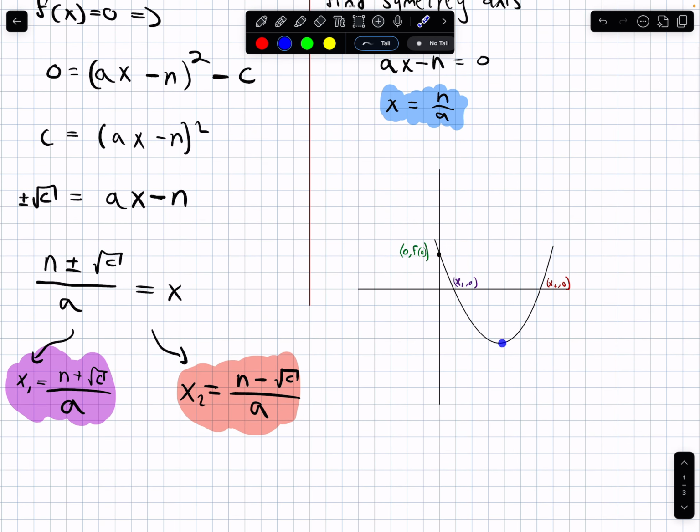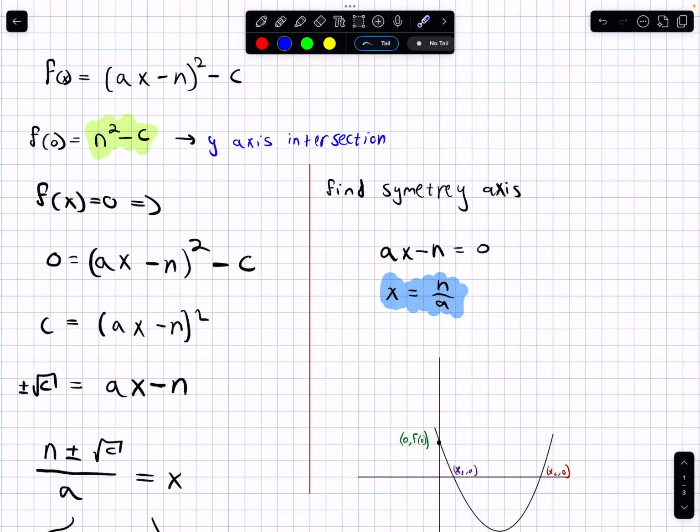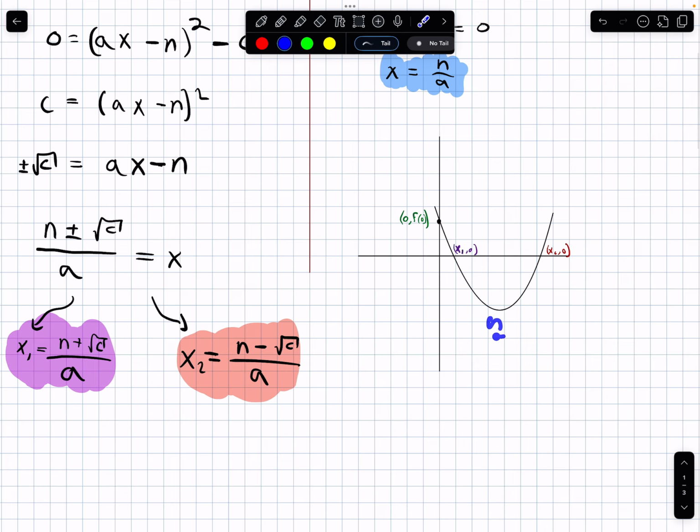Okay, so this is the point. So it's n divided by a, and if we want to, we can put this right in this equation, so n divided by a, and then what we're going to get is 0 squared minus c. Okay, so this is going to be n divided by a, and minus c.